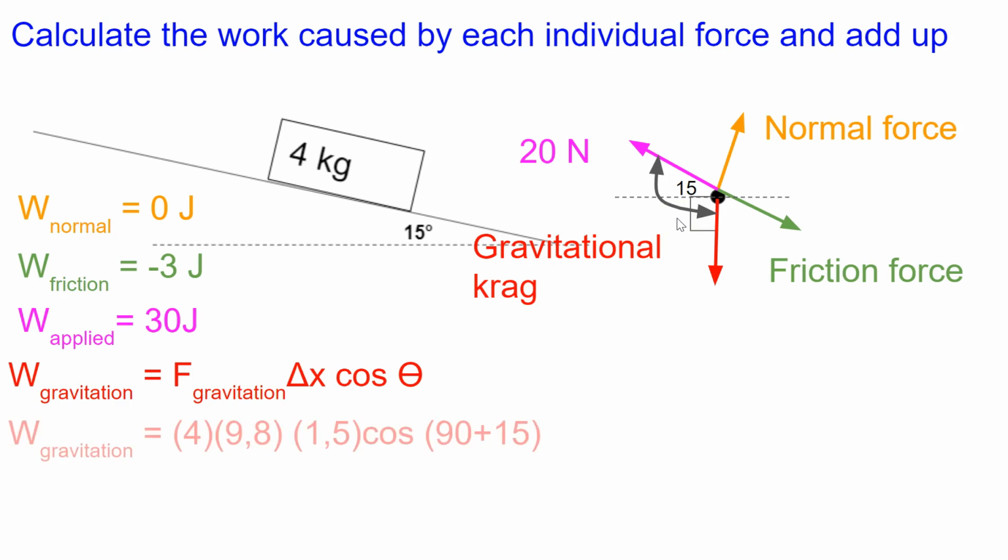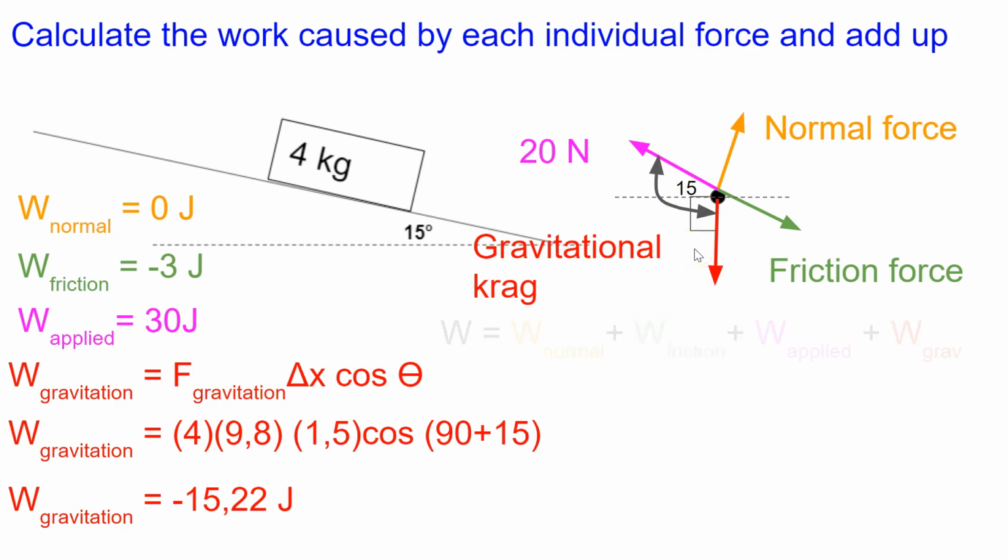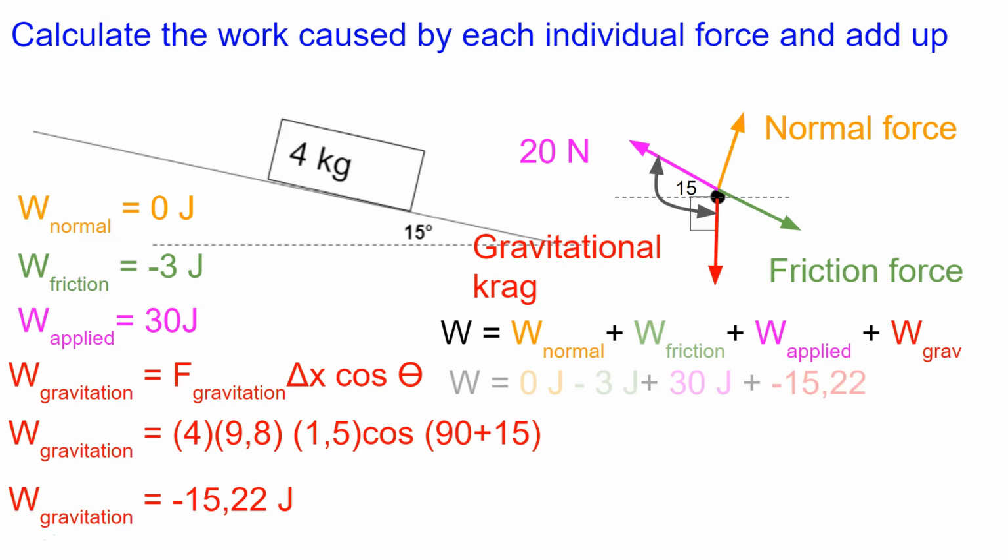Okay, so now that we know that this angle is 105, I can plug in all the different values, and I get my work done by my gravitational force as negative 15.22, which makes sense because the angle between the force and the direction of motion is more than 90 degrees, so I know I will get a negative work done. So in order to calculate the total work done, I just need to add up the values for the work done by each of these different forces.